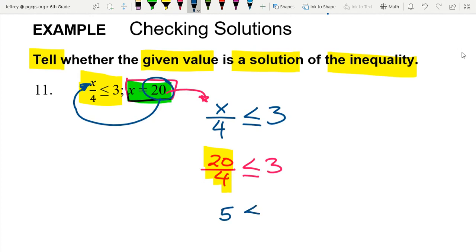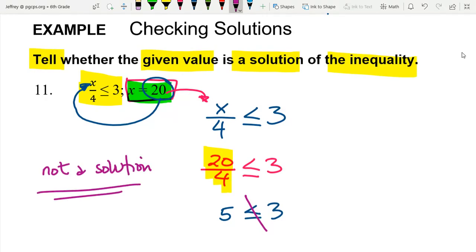So is 5 less than or equal to 3? Is this statement correct? And it is not. 5 is not less than or equal to 3. So the given value, which is x equals 20, is not a solution of the inequality. It does not make our comparison true because 5 is not less than or equal to 3.